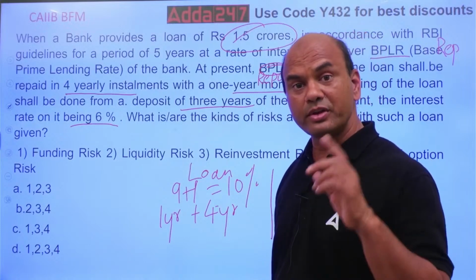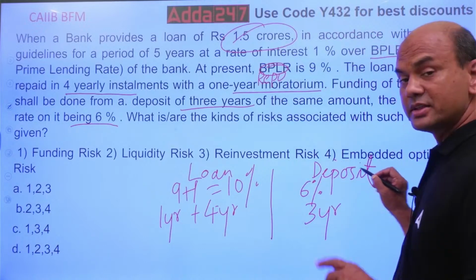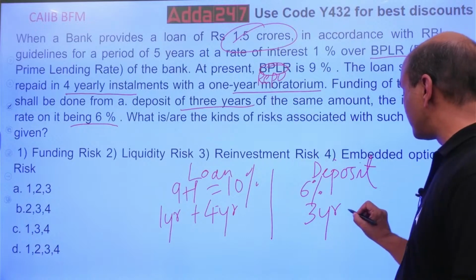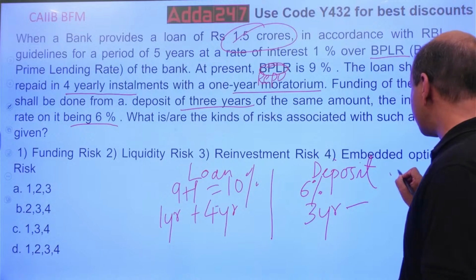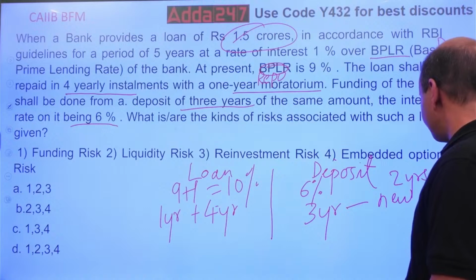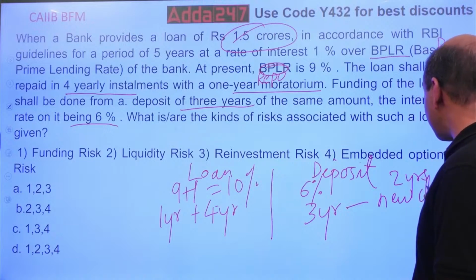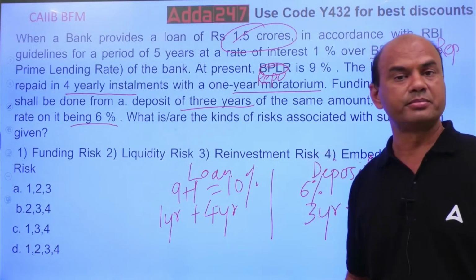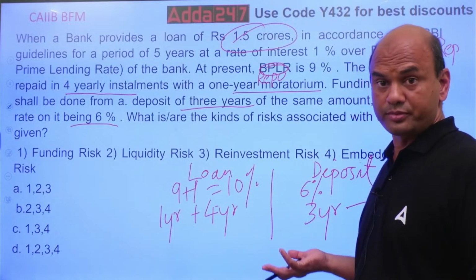So in that case, what will you do? In that case, you will have to find out a new deposit. Understand the concept, whatever I am telling you. Here you will have to find out after 3 years, for 2 years, 2 years are remaining. For 2 years, you will have to find out a new deposit of the same amount, but the problem is, will you get it at 6% at that time? At that time you might get it at 7%, 8%, you don't know.